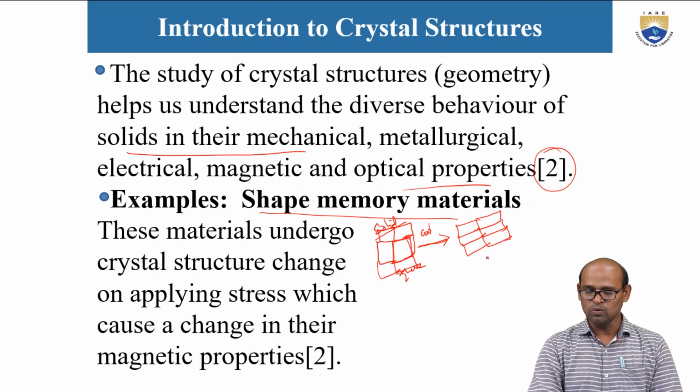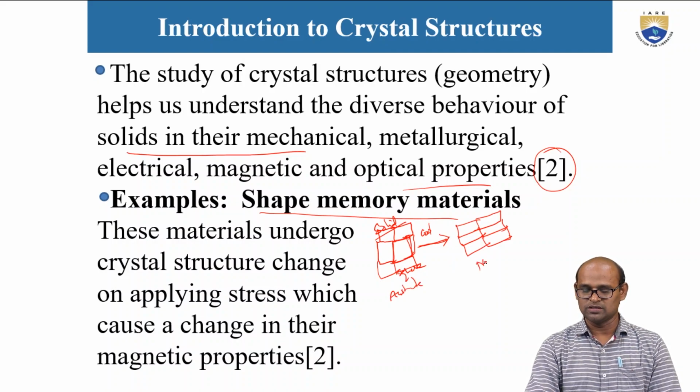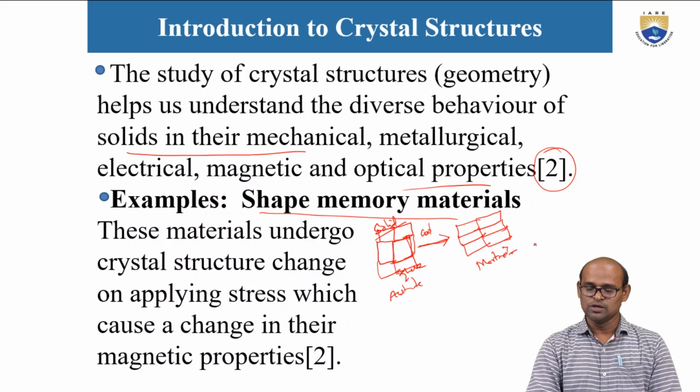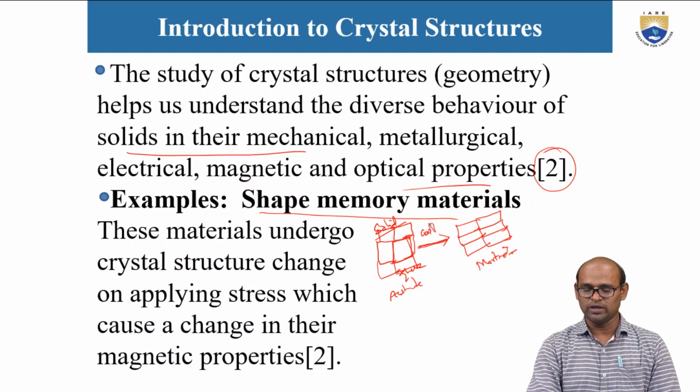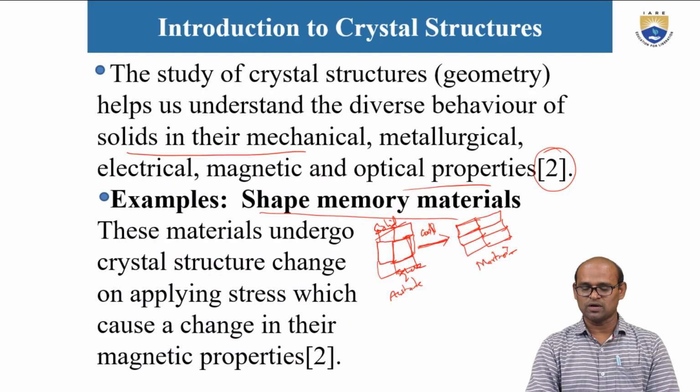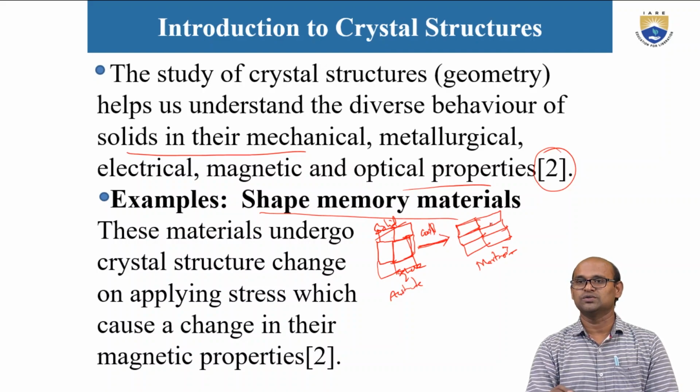Now I have one kind of phase, which is called the austenite phase. You don't need to remember all this. And this is called the martensite phase. So I have a solid material with square unit cells, and when I cool it, these square unit cells deform into rectangular unit cells. The square unit cell is one crystal structure, and the rectangular unit cell is another crystal structure. Now there is a phase transition from square unit cell to rectangular.